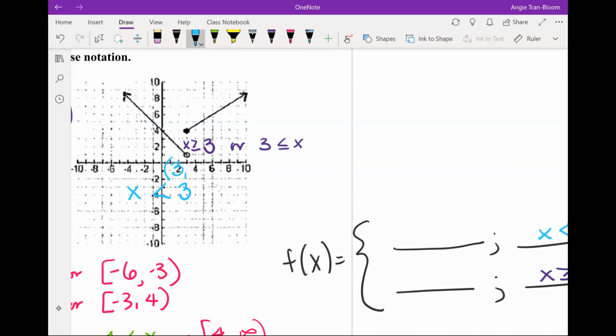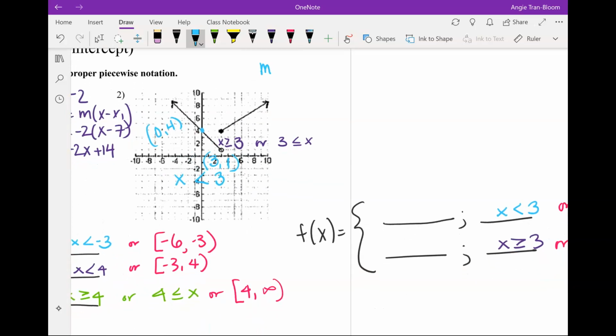3, 1. Okay, now I want you to find another nice location. 0, 4. All right, you and your team, I would like for you to help me find the slope of the first piece. The blue piece, what is the slope? y2 minus y1 all over x2 minus x1. Once you have the slope, I would like for you to share it out. If you got the slope wrong, then the whole equation's wrong.